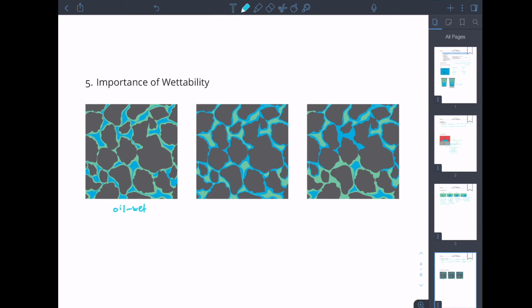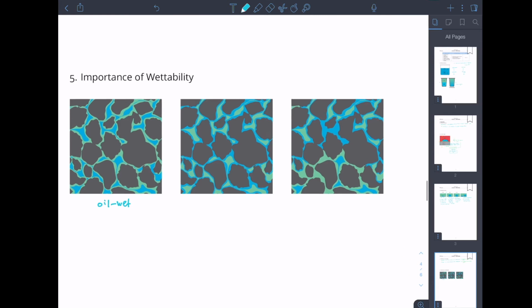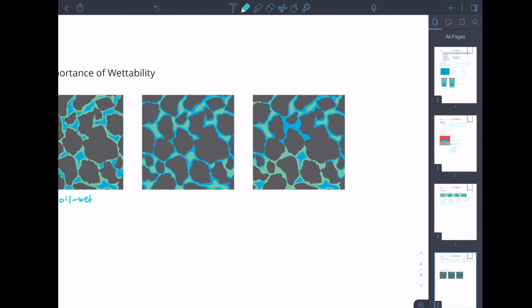So that indicates that the system is oil wet. On the one in the middle, I can say that the system is water wet because water is actually surrounding all the grains. So the surface actually prefers to be in contact with the water rather than the oil.